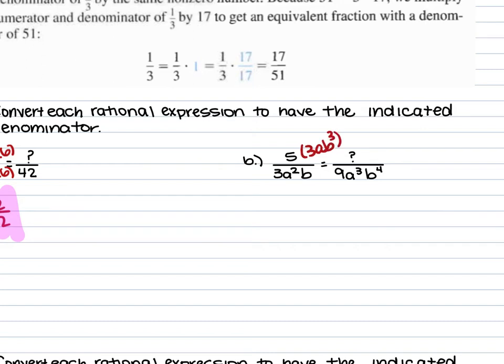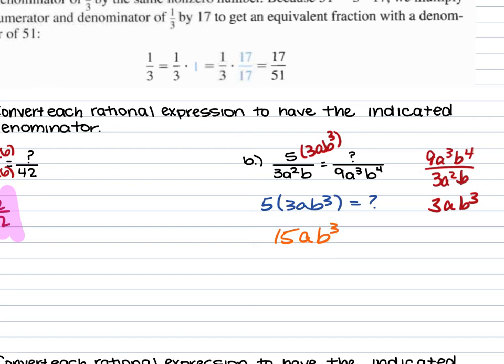So again, you could do this by dividing the 2. So if you had 9a cubed, b to the 4th, divided by 3a squared b, you're still getting 3ab cubed. We're going to multiply that by 5 in order to get that question mark. So 5 times 3 is 15. Keep the a, keep the b cubed. And that would just be over 9a cubed b to the 4th.